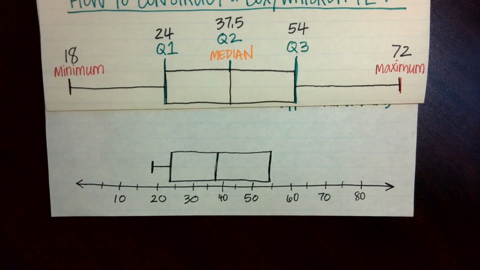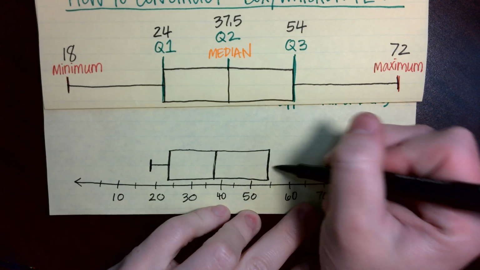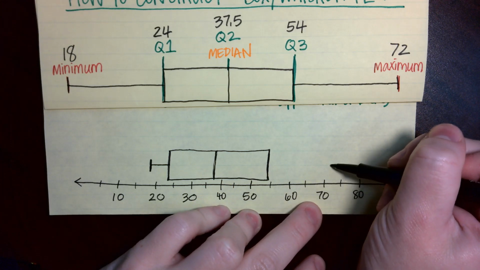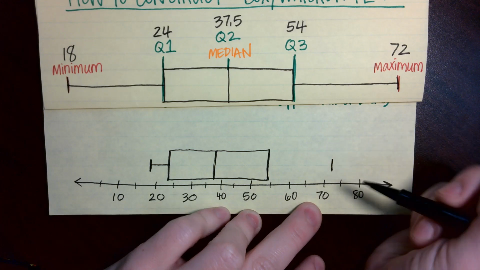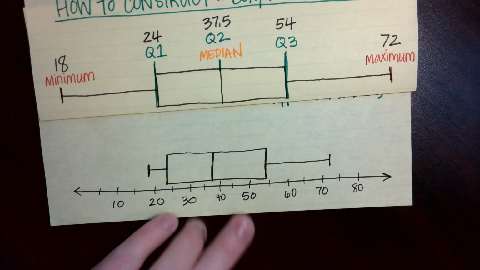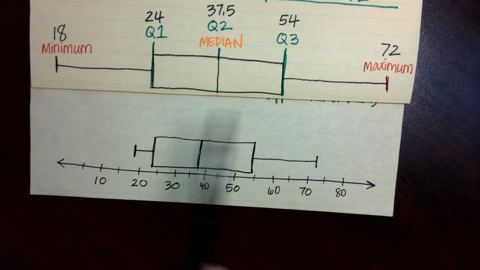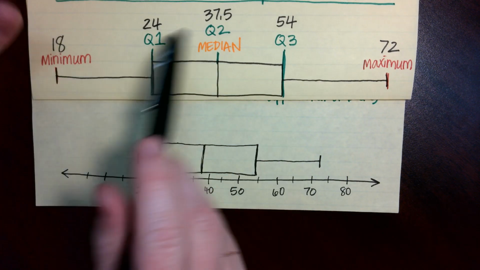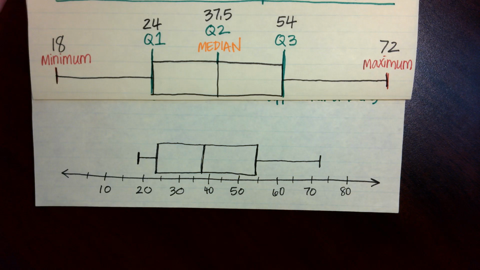And where does my maximum value go? 72. Yes, at 72. It's going to go a little bit above the 70, but below 75. So I'll say right about here. And I'm just going to connect my whisker to my box. And this is our box and whisker plot, guys. Not so bad. It's kind of a lengthy process, I'll give you that. But if you follow your steps and just keep it organized, it's not so bad. It's really not.